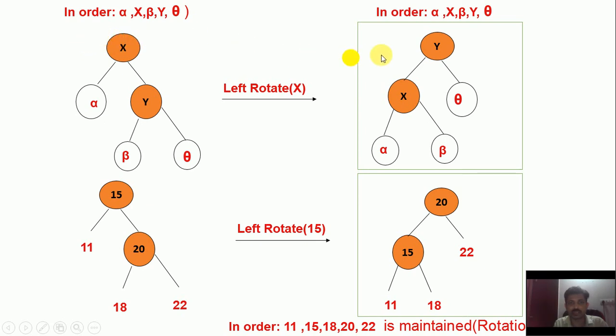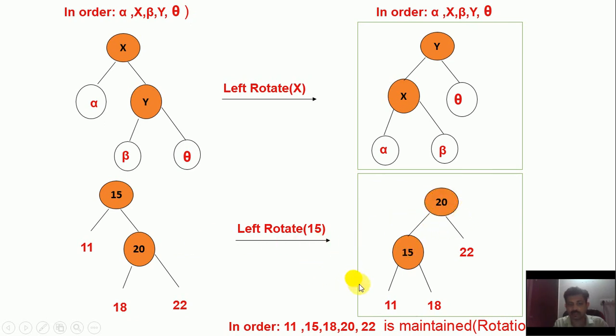So this is our final result: x will be placed at the left side of y, and beta will be placed at the right side of x. Here is a numerical example where we have to perform rotation on node 15, the node which contains key value 15, and it also contains a left subtree. So 20 will be our root node, and 18 will be placed on the right side of x, means 15. Node 15 will have left value 11 and right value 18, and we will make node 20 its parent.